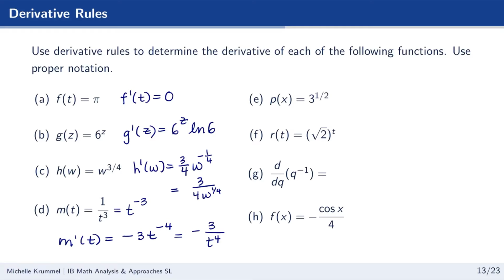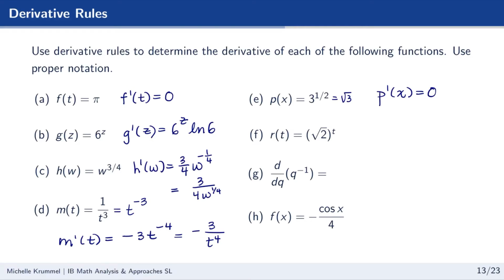Part E, p of x equals 3 to the power 1/2. 3 to the power 1/2 is the same as the square root of 3. That is a constant. So we'll use the constant rule. The derivative of a constant is 0. So p prime of x equals 0.